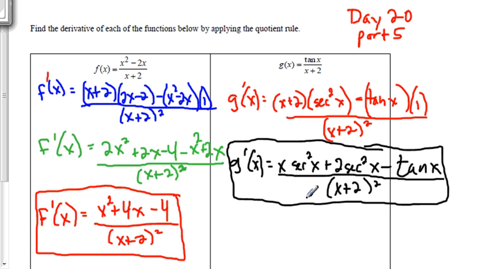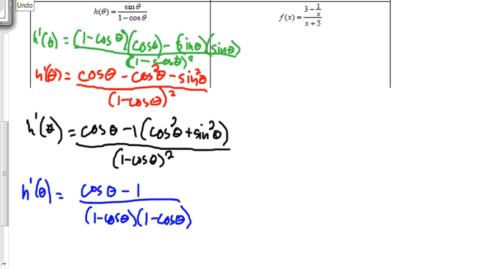Again, quotient rule, this is what we get for a derivative. So make sure, hopefully you're getting these same things. And we'll talk some more about how far to simplify, and for right now that's as far as we need to go. All right, next two.